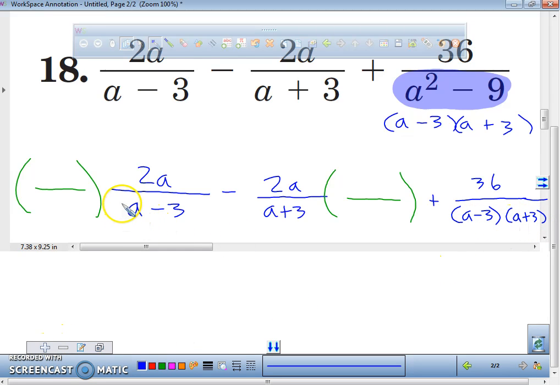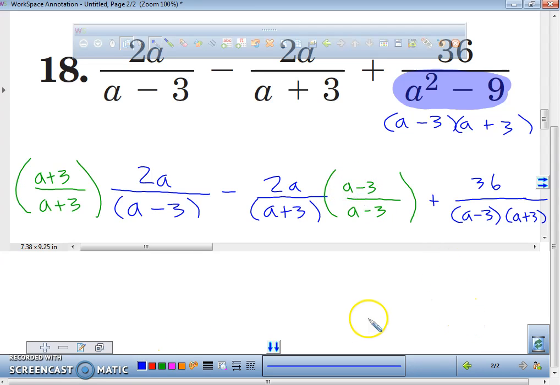All right, now let's look at this denominator right here. This denominator right now is an A minus 3. But I want it to be A minus 3 and A plus 3 multiplied together. So what does this guy need that it doesn't have? So put A plus 3 here, and put A plus 3 here. Now this denominator is by itself the binomial A plus 3. So what does it need to be multiplied by? A minus 3. So put A minus 3 and A minus 3.